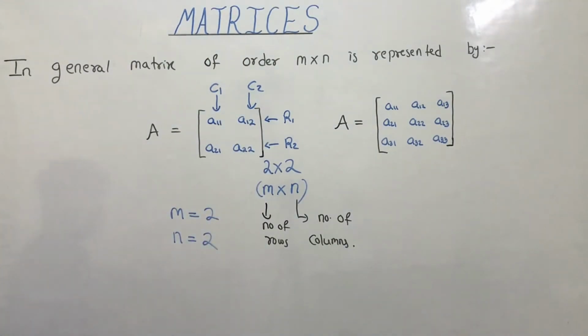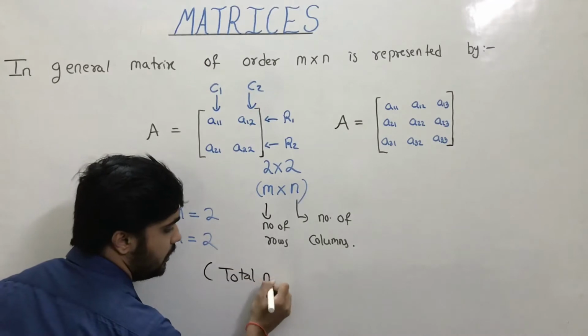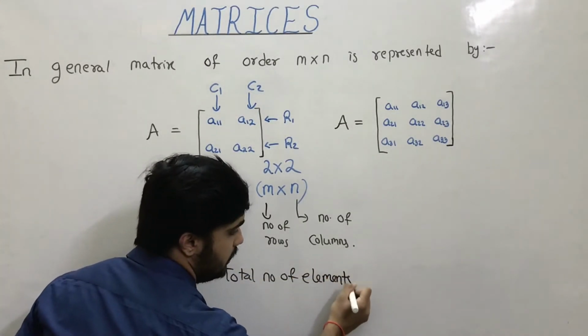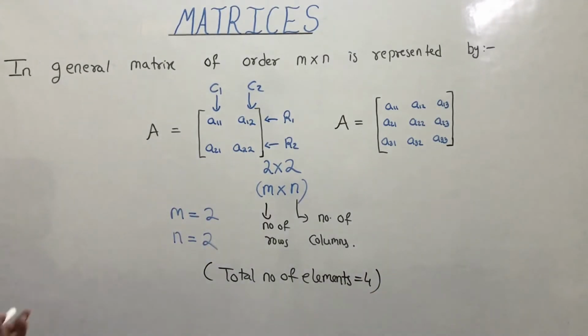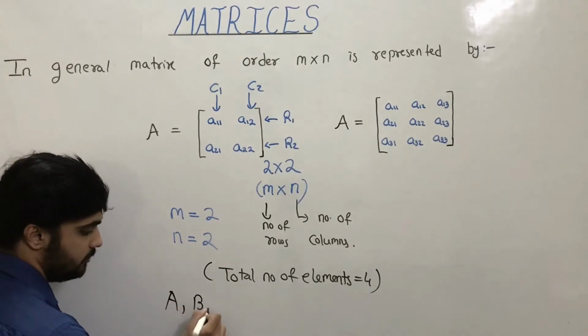Okay, so in general we can say that this matrix consists of 4 elements. So the total number of elements in this matrix is 4. And generally we denote a matrix by capital letters like A, B, C, D and so on.